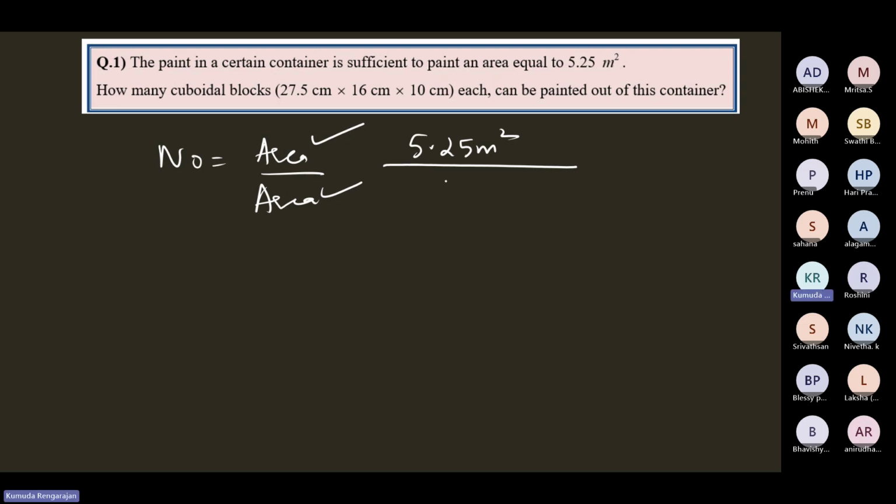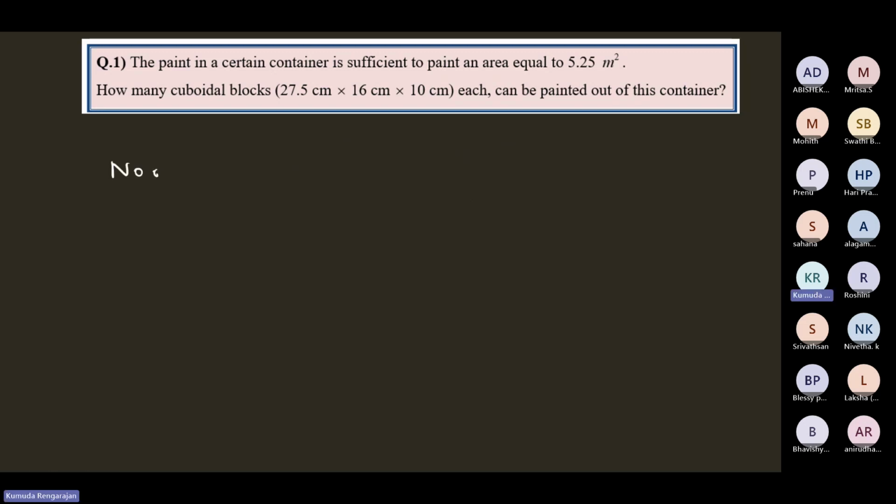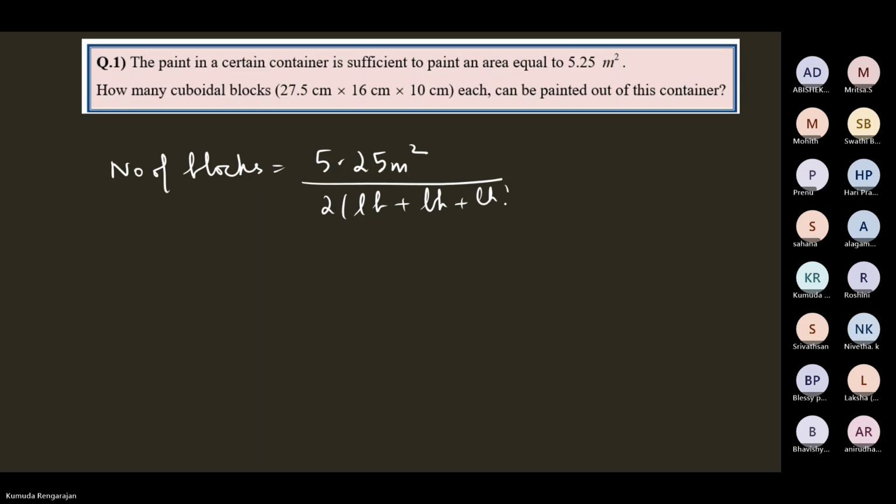The area of each cuboidal block, that's the smaller area. That will come in the denominator. So you can also do directly like this. The number of cuboidal blocks is equal to 5.25 meters square, this area, by the area of one block. The area of one block is 2 into LB plus BH plus LH. Of course, this one is in centimeters, so you'll have to convert this to centimeter square.